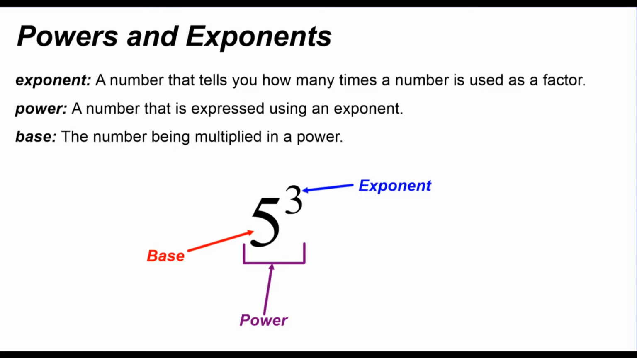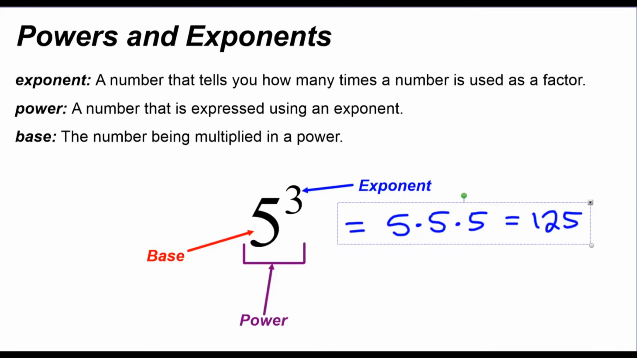they are the power. So in the example here, we have 5 to the third power, and the 5 is considered the base. That's the number that's being multiplied repeatedly, and it's being multiplied 3 times, and that's what the exponent tells us. And the 5 and the 3 together is called a power. So we're writing a number as a power, and 5 to the third power is 5 times 5 times 5, which is 125. So 125 expressed with an exponent is 5 to the third power.